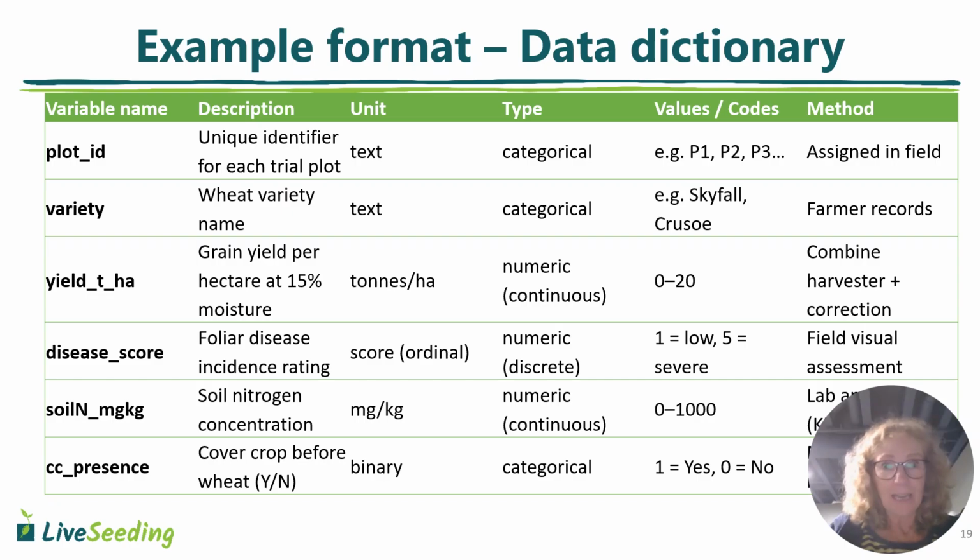And here's an example of what one might look like. You can see it would have the variable name, a description in a few words of what that is, the units, really important. Something on the type, which we talked about again in Unit 1, the type of data: categorical, numeric, discrete, all those different types of data. Just some examples of what that data might look like and how it was collected as well. Method, assigned in the field, farmer records, etc.